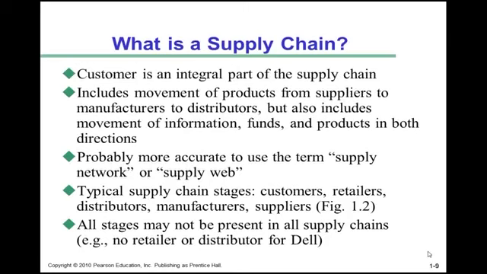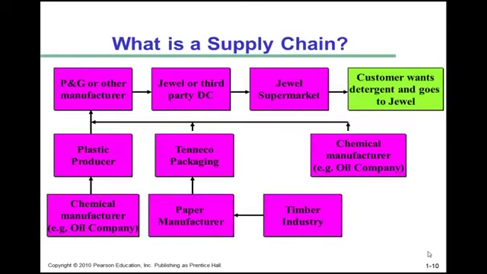Typical supply chain stages are customers, retailers, distributors, manufacturers, and suppliers. All stages may not be present in all supply chains. The customer comes to the supermarket to purchase detergent. The next stage of the supply chain is the actual retail store that the customer visits. The distributor, in turn, is stocked by the manufacturer.